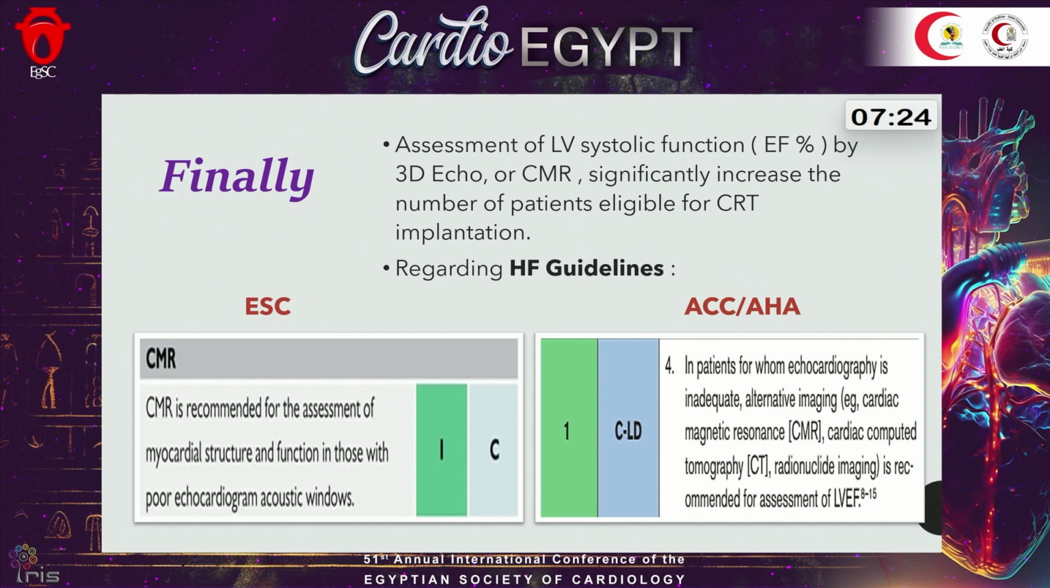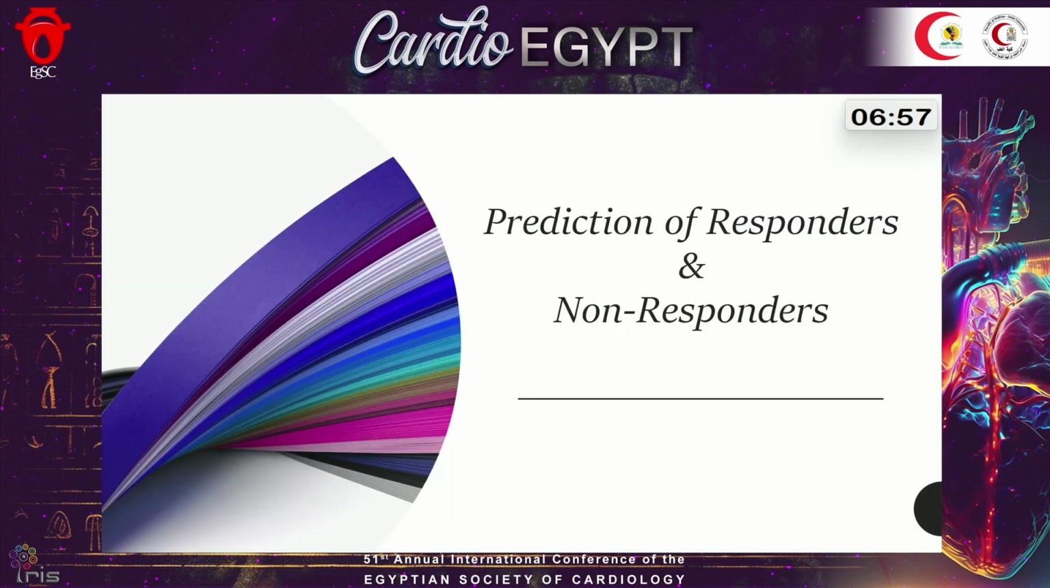Finally, regarding guidelines for assessment of ejection fraction, CMR is recommended for assessment of myocardial structure and function in those with poor echocardiograms and inpatients. Also in the American guidelines, other imaging modalities such as CMR, CT, and nuclear are recommended for assessment of ejection fraction. What about prediction of responders and non-responders?